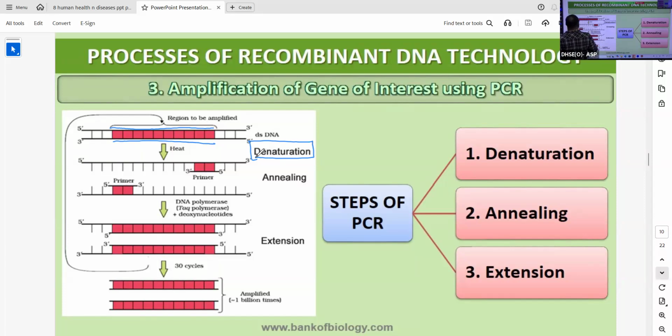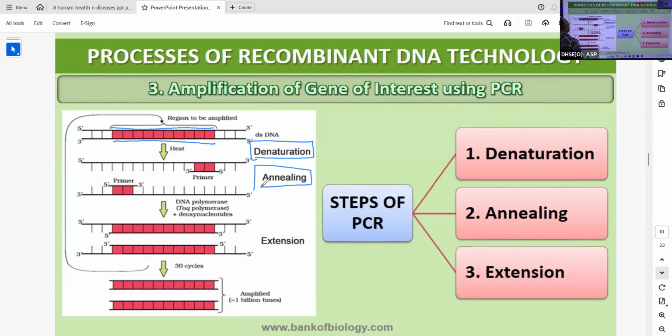Okay, with denaturation, heat was given. Because of that, these 5' to 3' and 3' to 5' strands got separated. And this mechanism is referred to as annealing. Fine, annealing.